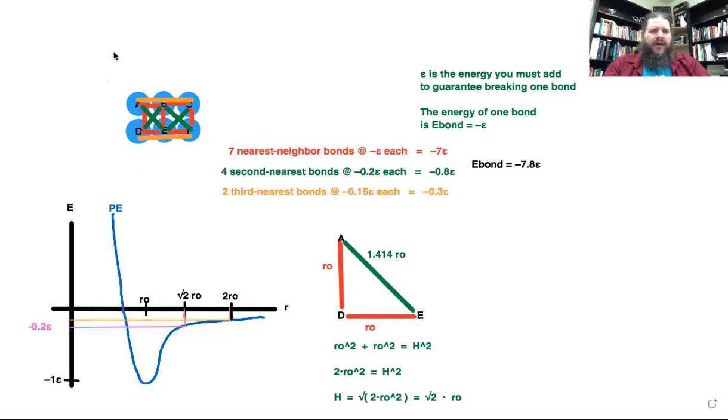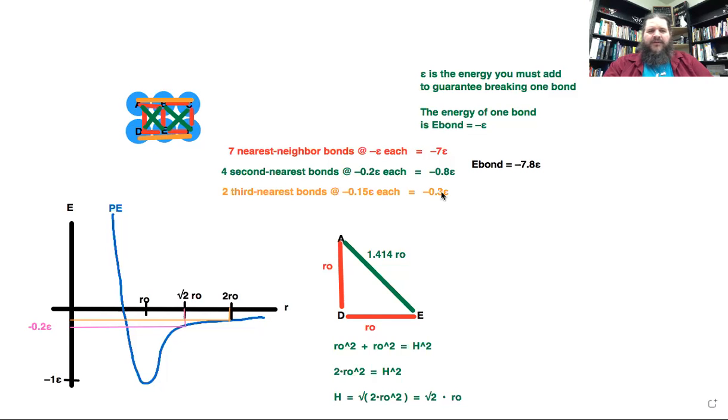How do we know it's 2 R naught? Well, we already know that the distance from A to B is 1 R naught, and the distance from B to C is 1 R naught. So since that's all along a straight line, we can just add those up. R naught plus R naught is 2 R naught. We don't even need to use the Pythagorean theorem here because it's all one-dimensional. It's just one straight line.